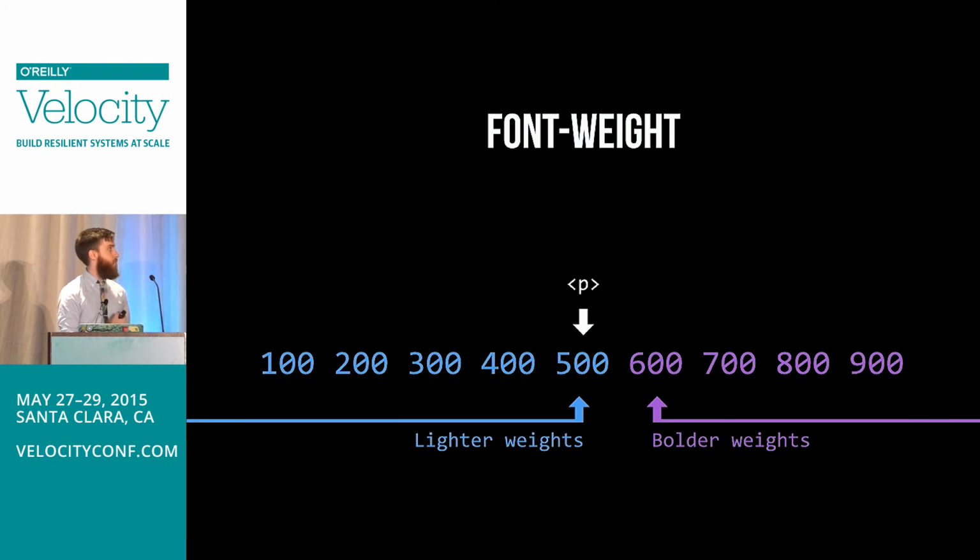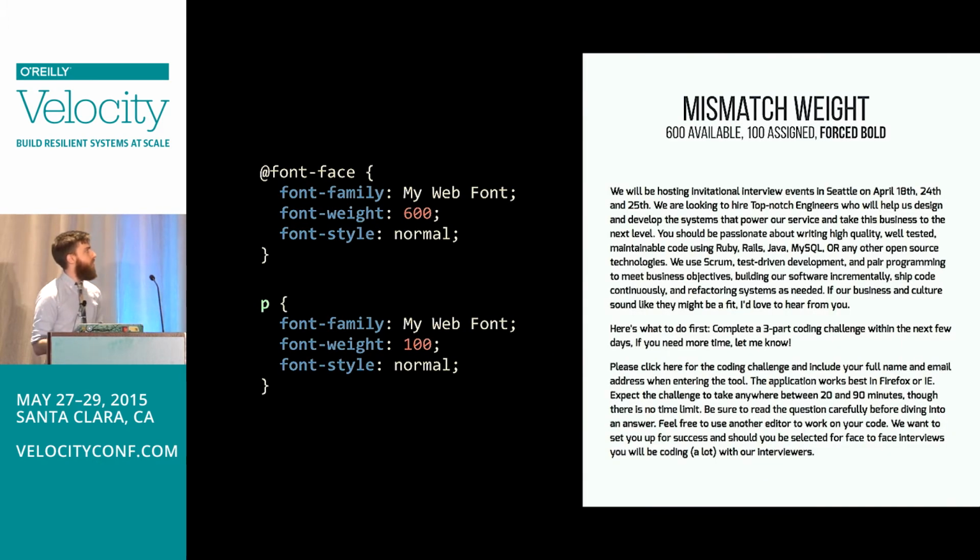So for example, we have our paragraph here. Because we're on the lower end of the spectrum, it goes 5, 4, 3, 2, 1, and then 6, 7, 8, 9. And it will use what it finds. So in this example, we want font weight 100, the lightest weight that's available to us. But the only font face that we have on the page is font weight 600, which is a bold. It will use the bold to render.